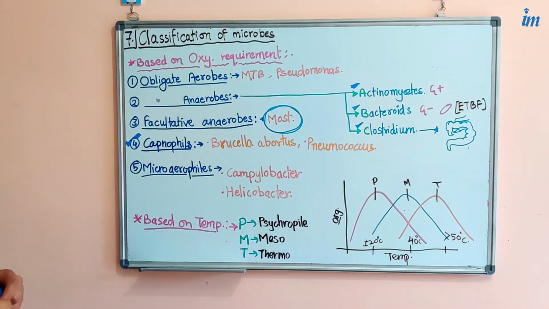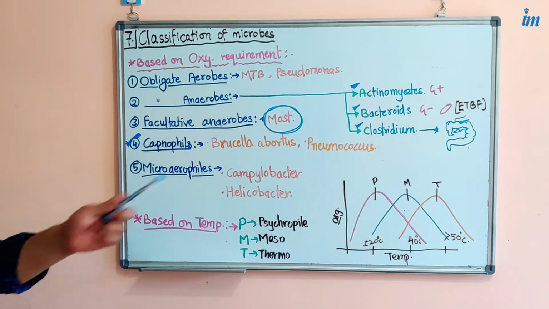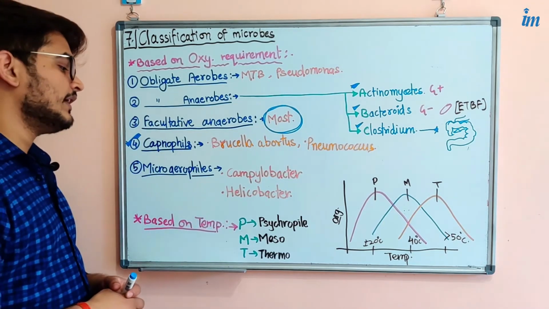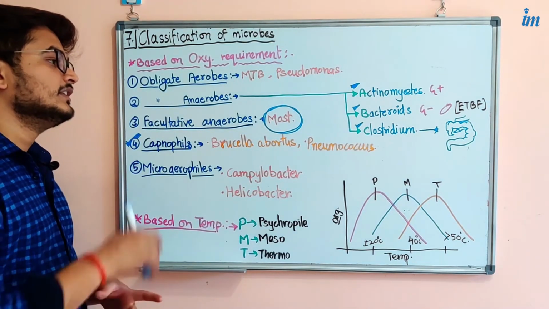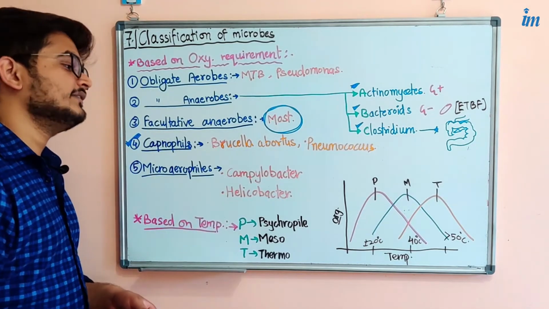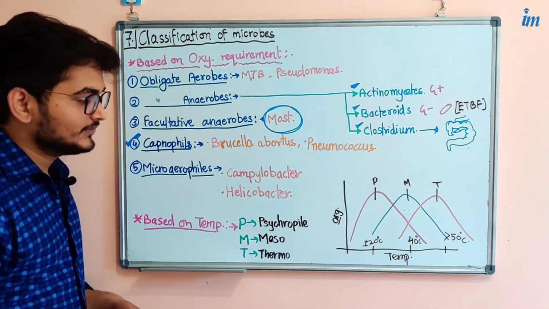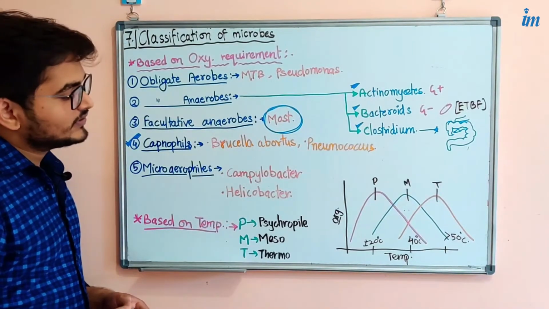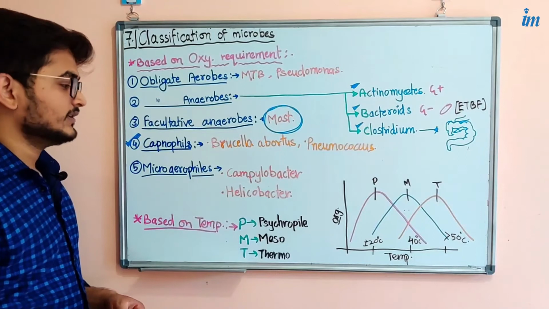The last one, microaerophils. They are able to grow with a very small level of oxygen. The first one is Campylobacter, and another one is Helicobacter. They cause infection and sometimes they are very toxic. Helicobacter, in the exam questions, these things cover Helicobacter.